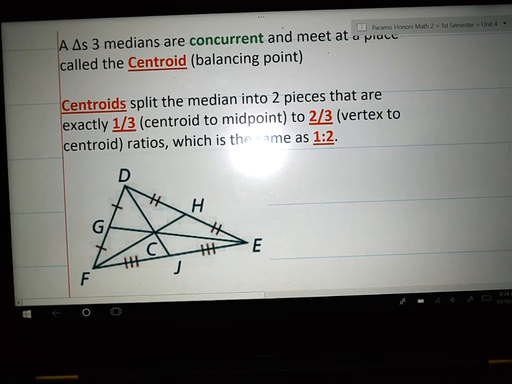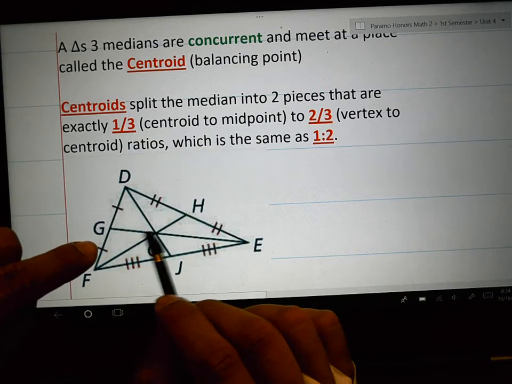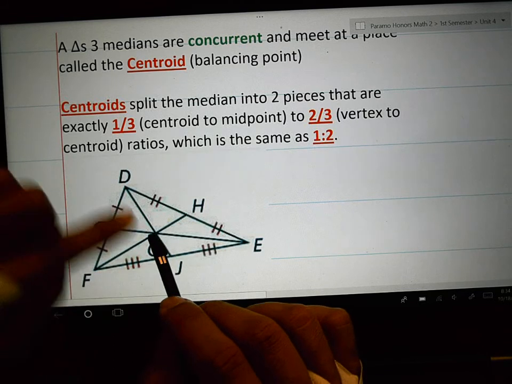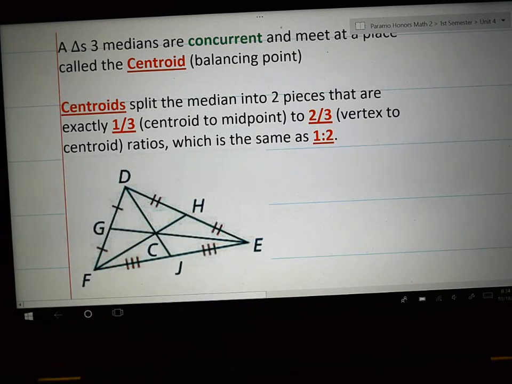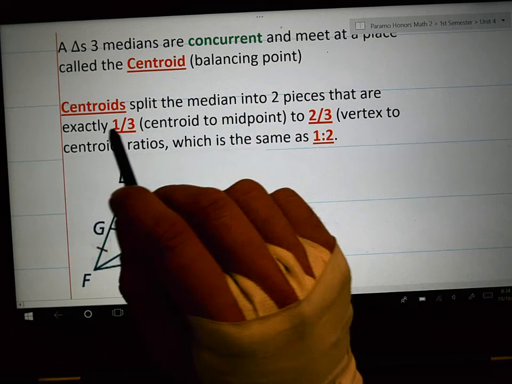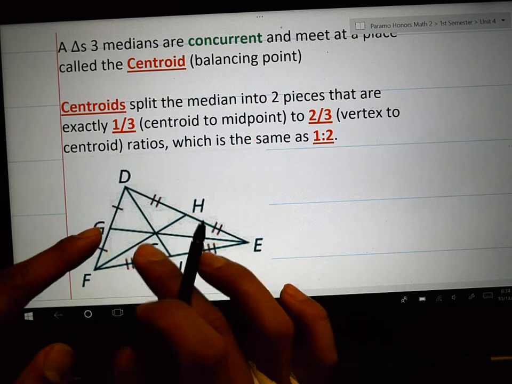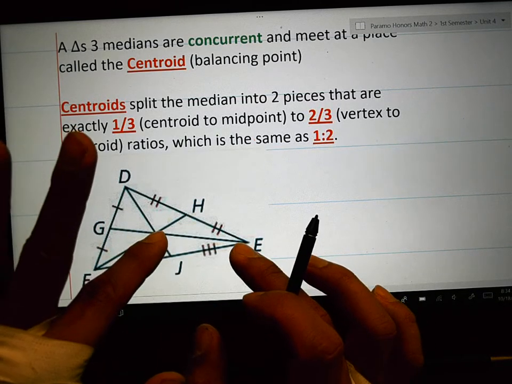And why does that work? Because the centroid is exactly 1/3 to 2/3 this direction, and 1/3 and 2/3 in that direction, and 1/3 and 2/3 in that direction. It's the exact balancing point. So a variety of our problems are going to come from this fact. I might give you the full length, and you have to find this piece and this piece. I might give you just this piece, and so on.